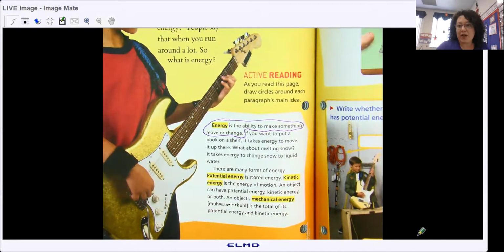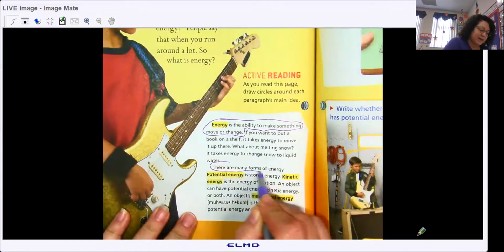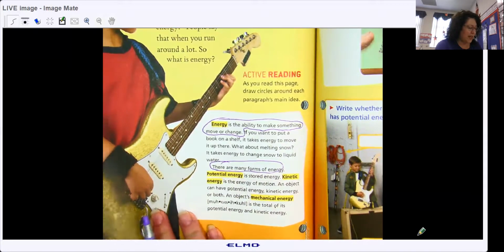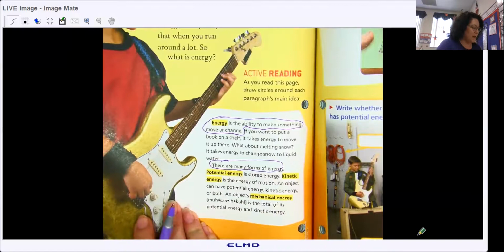So what is that paragraph mostly about? What's the main idea there? Yep, it's also stated in the first sentence. Everything is about the different forms of energy. So let's look more about potential and kinetic energy on the next page.